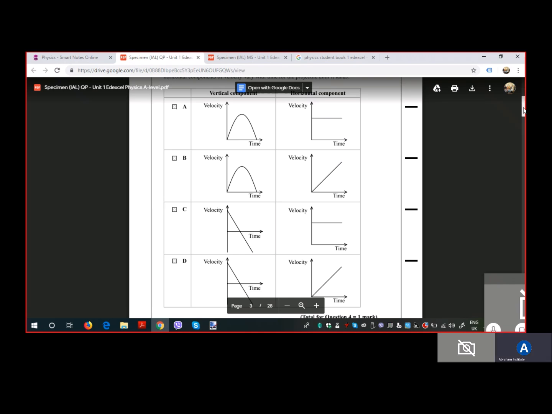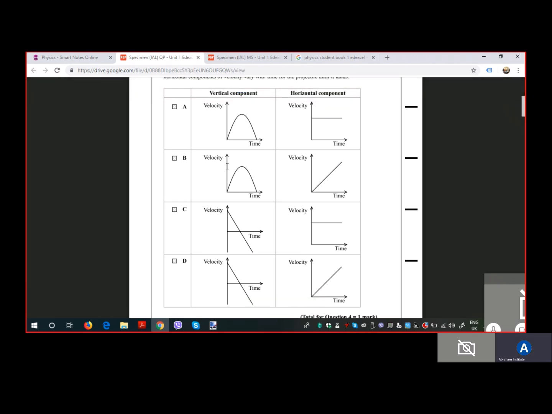Yes, that's correct. But no, this is velocity-time. Still you can't. Because what you said was, it's going and turning back, you said, right?